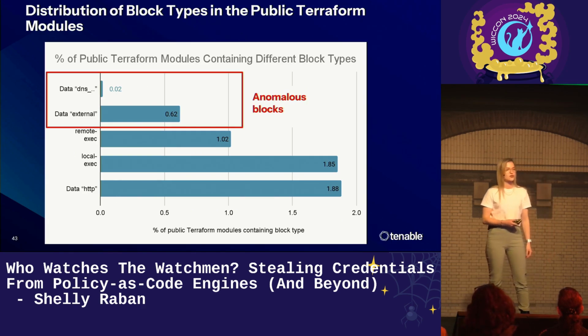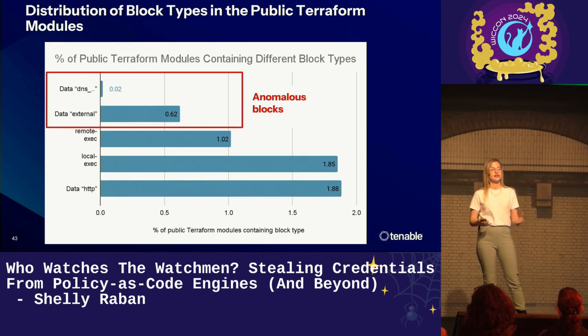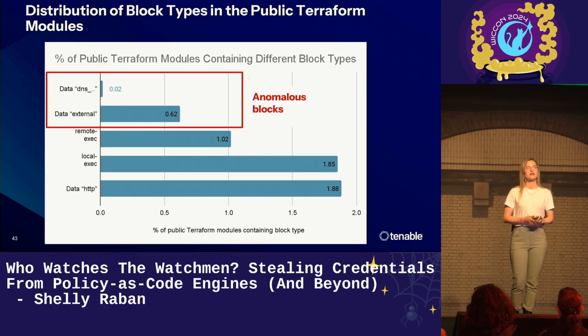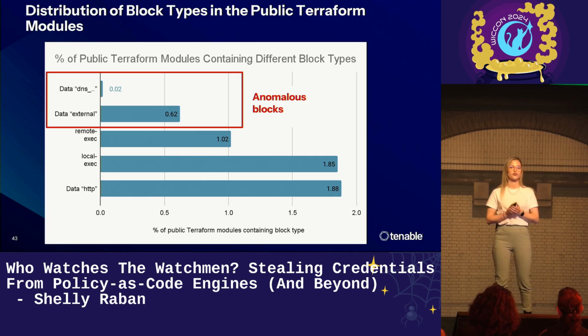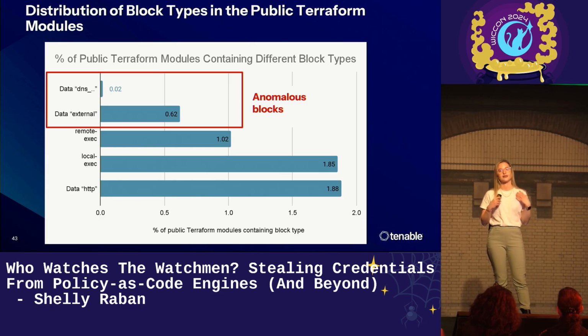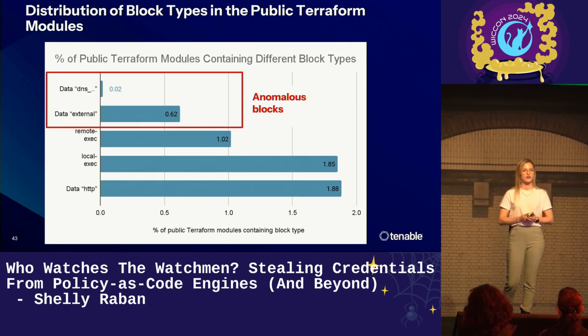The DNS data source and the external data source are the least prevalent. They rarely appear in Terraform configurations. So if you bump into one of these in your organization, it's an artifact worth looking into. And to avoid creating alert fatigue, I suggest you start by detecting these anomalous blocks first. We now detect these in Tenable Cloud Security.